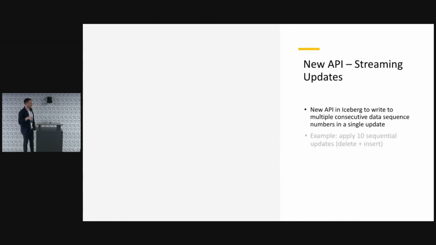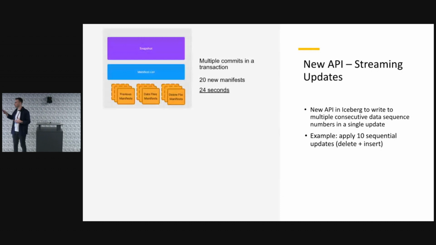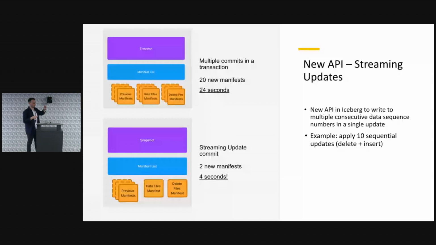Let's have a quick look at an example. Say we have 10 sequential updates that we want to apply. With the previous technique, you would end up with 20 new manifests, 10 for the deletes and 10 for the updates to the data files, and that takes about 24 seconds, at least in my testing. With the new approach, you only have to produce two manifests, one for the data and one for the deletes, and they contain within them multiple data sequence numbers. And that takes only 4 seconds. As far as Upsolver was concerned, this was a huge win.